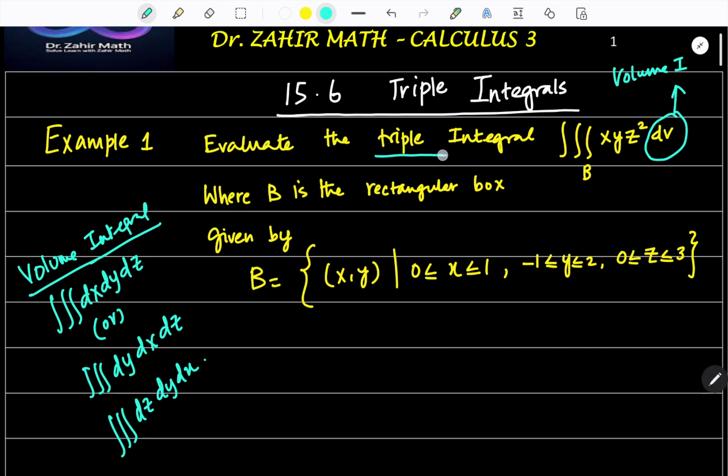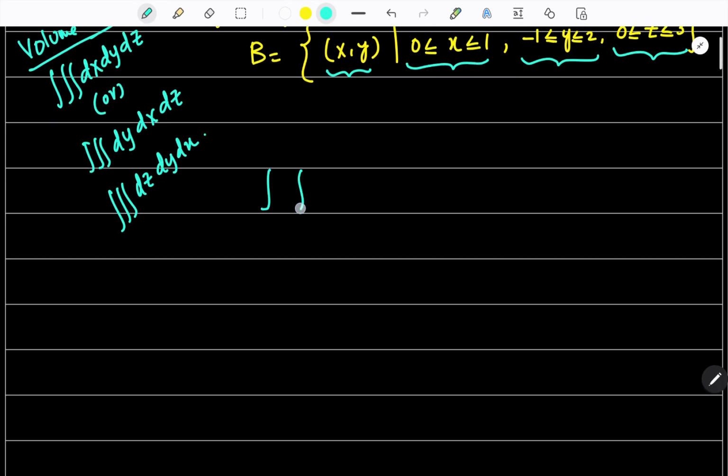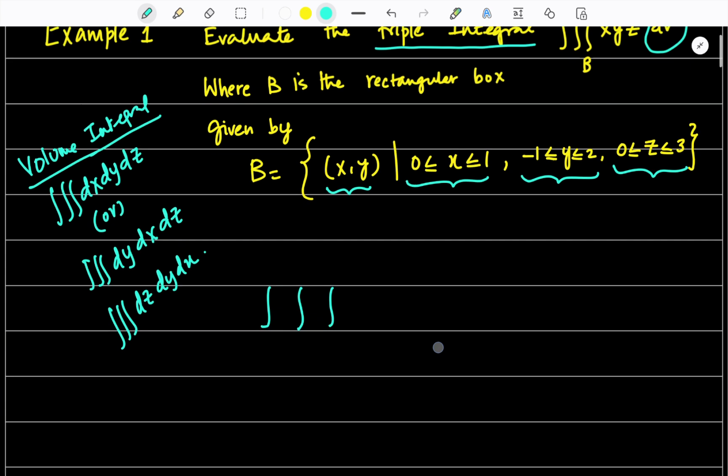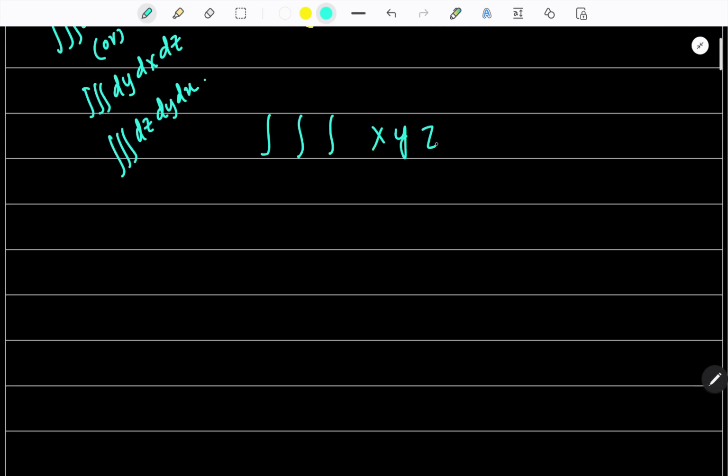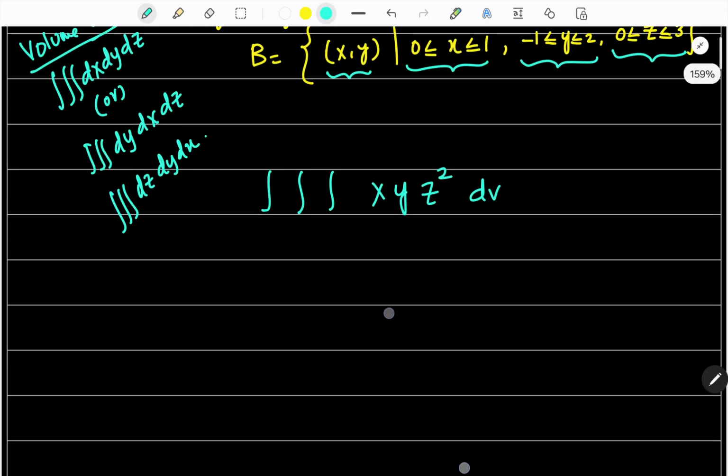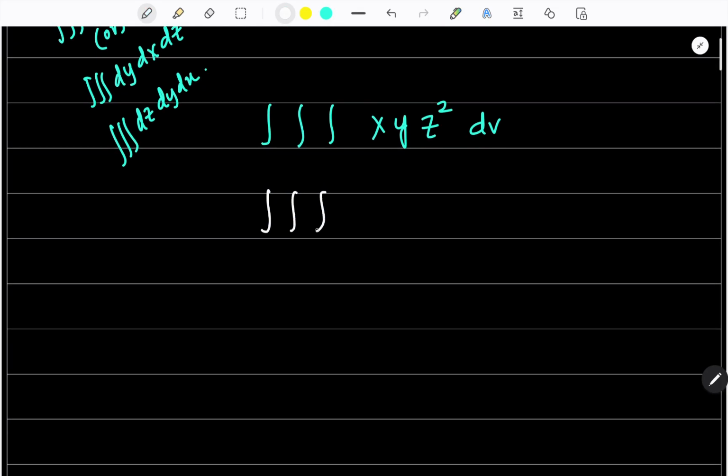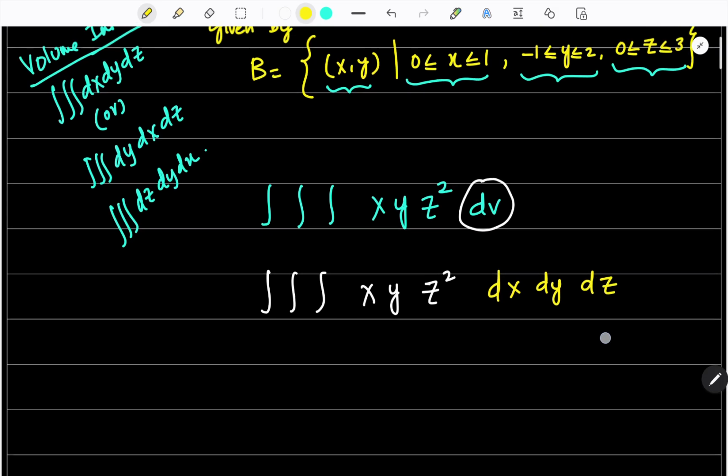So evaluate the triple integral, where B is the rectangular box given by the set of all x, y, z, with the limits for x from 0 to 1, y from minus 1 to 2, and z from 0 to 3. So we are going to evaluate this integral: the triple integral of x y z squared dV. I'm going to write this dV as dx dy dz, up to your choice.